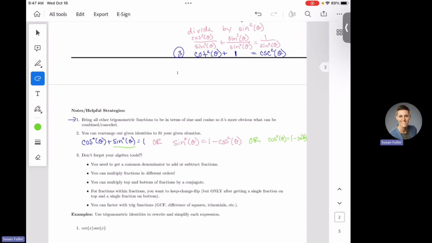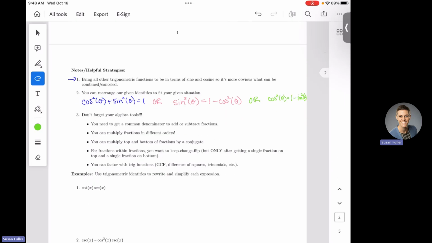Sorry that it's so tiny, but we can basically add or subtract things to both sides and move things around. You could multiply by negatives. You can really do whatever you want. And so we are going to have to rearrange this occasionally to make it match what we've got in our problems. So keep in mind that you can rearrange those. And don't forget all of your algebra tricks.